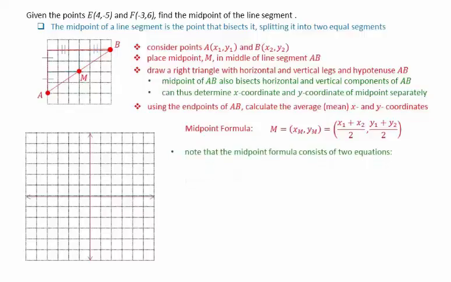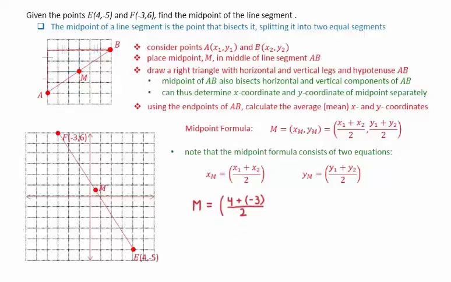Note that the midpoint formula actually consists of two equations, one for the x coordinate and one for the y coordinate. For this question, we have the points E at (4, -5) and F at (-3, 6). The midpoint splits line segment EF into two equal segments. To determine the coordinates of M, simply plug it into the midpoint formula.